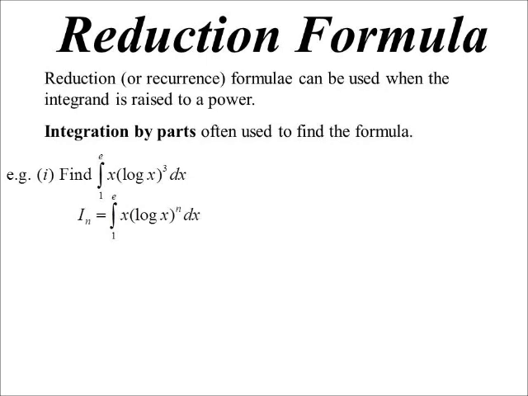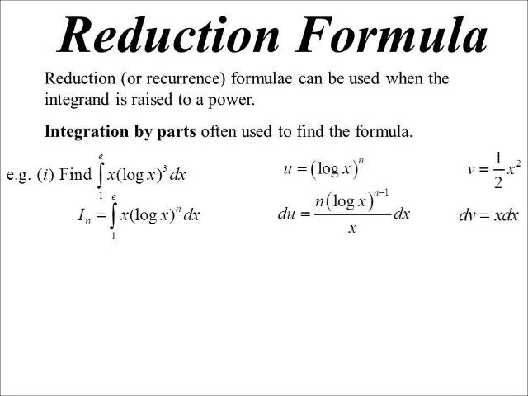Differentiation, of course, will reduce the power of n. That'll get it down. So a lot of times, that'll be what we'll choose for the u. Plus, also, we can't integrate (log x)^n. That's another good reason for it to be the u. And we get du = n (log x)^(n-1) over x, which means the v' is x dx, and so v is a half x squared. So uv minus the integral of v du.